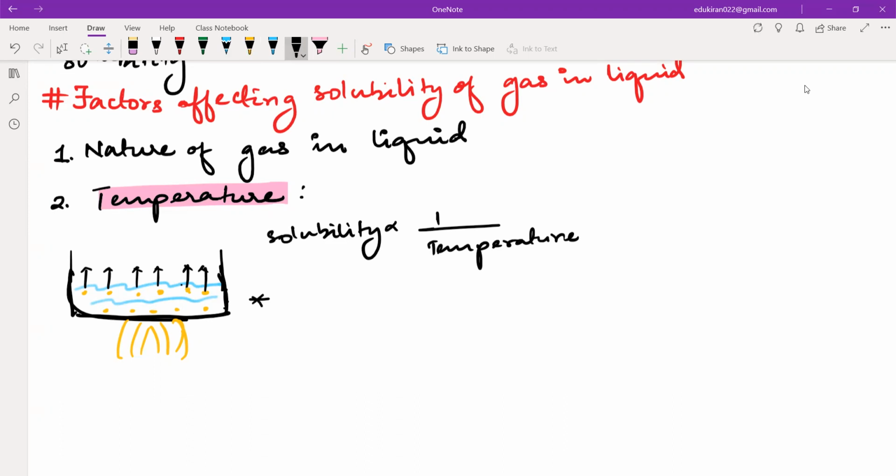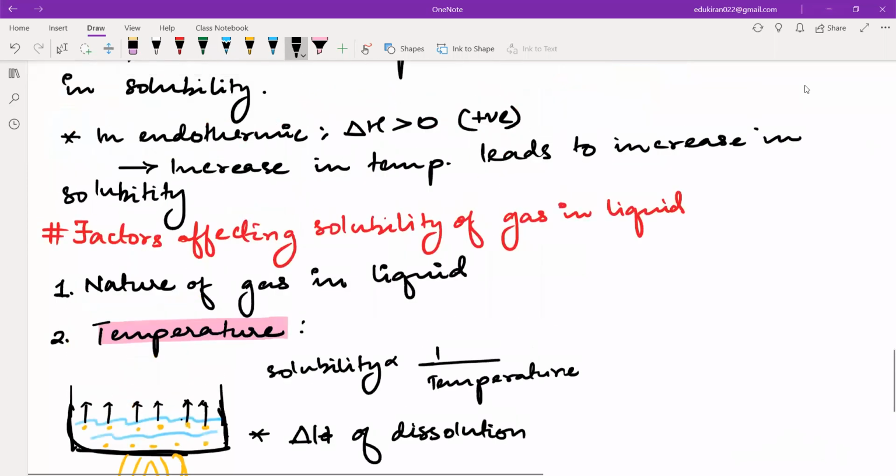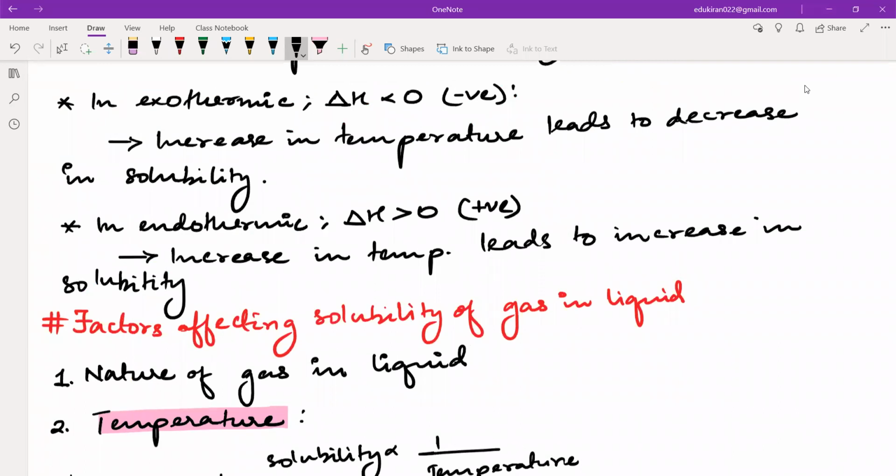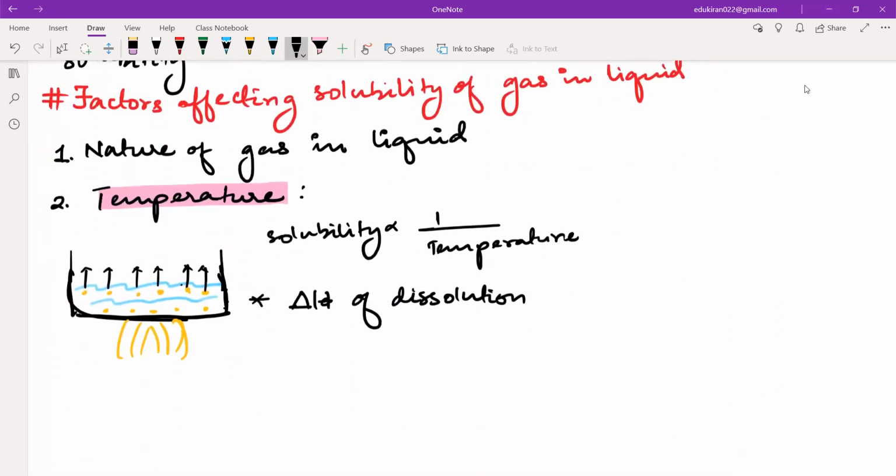Now, what will be the delta H of dissolution then? Solubility is inversely proportional. If I increase the temperature, it is leading to a decrease in solubility. So delta H of dissolution for the case of gas inside liquid will be less than 0, and it means exothermic. Okay, so the process is going to be exothermic.